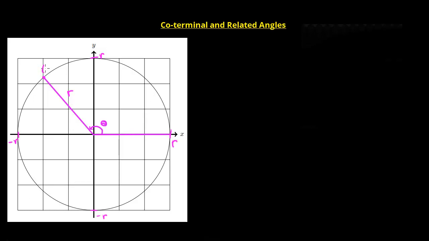Now, if this point here is (x, y), I wanted you to recall that the cosine of this angle theta is equal to x over r, where r is the radius of this circle. It's not necessarily 1, that's only for the unit circle. The sine of theta is equal to the y-coordinate divided by the radius, and the tangent of theta is equal to the y-coordinate divided by the x-coordinate.